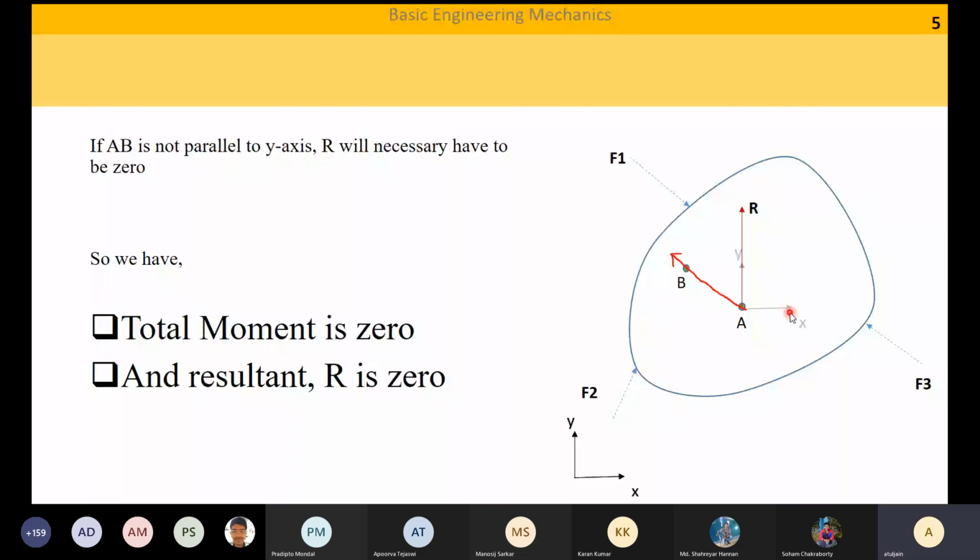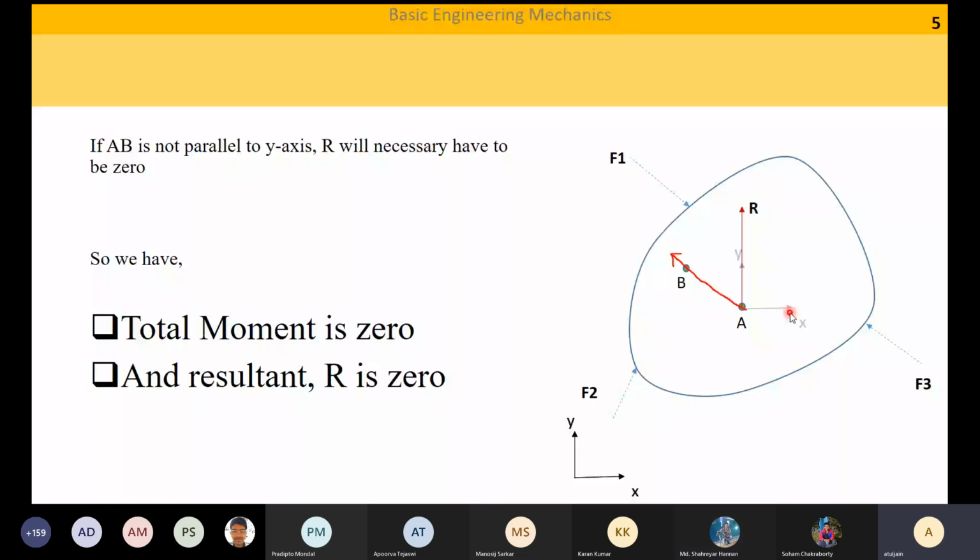Now, if you have understood this, try to answer this question. Let us say I want to use summation Fy is 0, summation of moment about point A is 0, and about point B is 0. Then what condition must the line AB satisfy to guarantee equilibrium? AB must not be parallel to the x-axis. Correct, exactly.